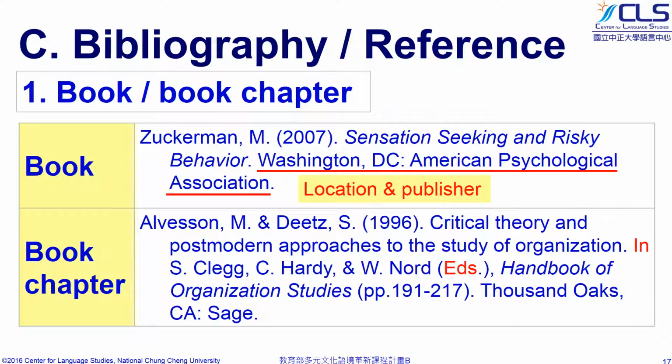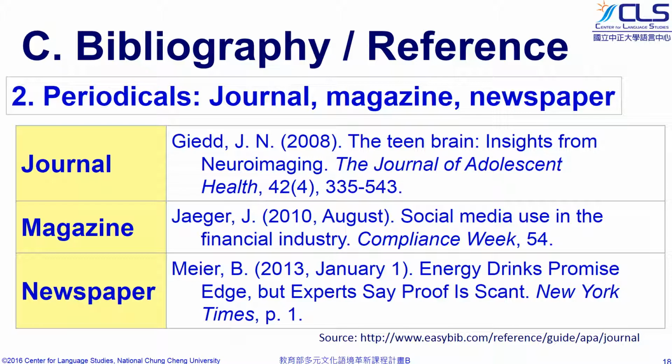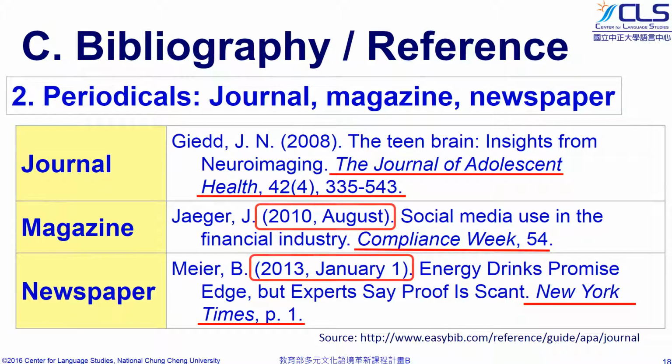These examples show what references of a book or a chapter in the book look like. Note that when citing a chapter, we should put the editor's last names after their first name's initials, and include page numbers. As for articles in periodicals, we should include page numbers if applicable. Also, for magazines and newspapers, month and even date should be included in the publication date.